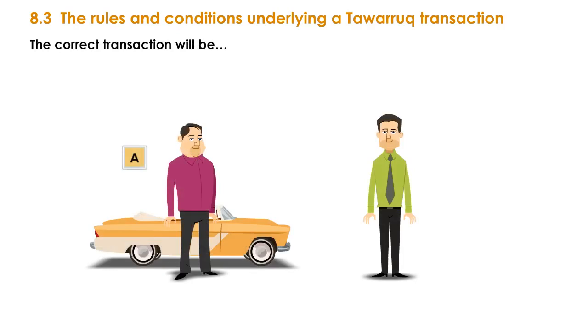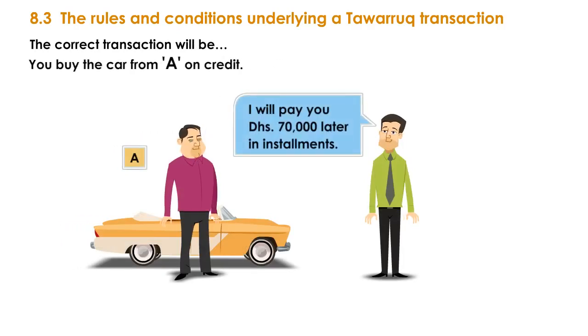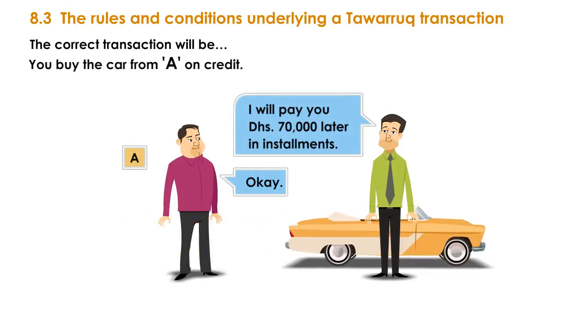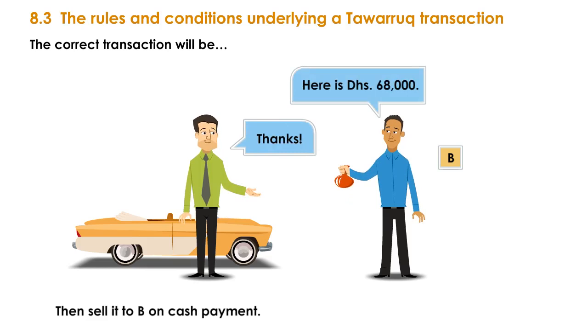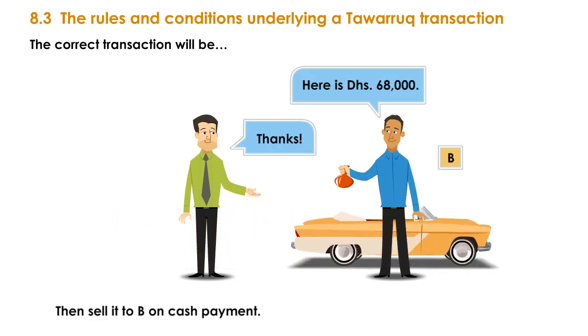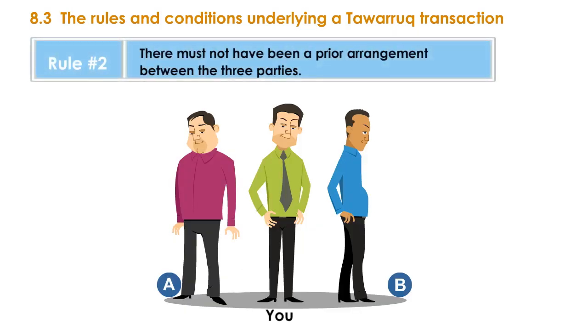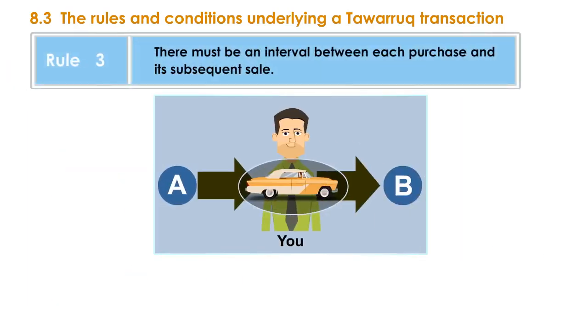The correct transaction will be, you buy the car from A on credit and then sell it to B on cash payment. Rule number 2. There must not have been a prior arrangement between the three parties. Rule number 3. There must be an interval between each purchase and its subsequent sale.